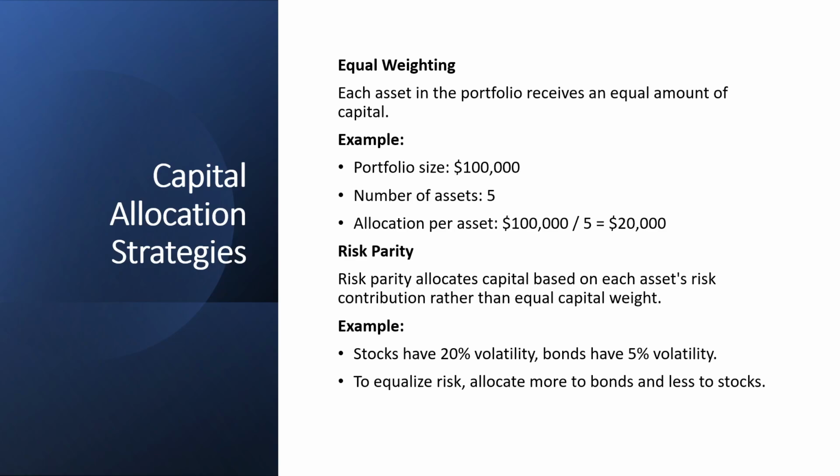When constructing a portfolio, capital allocation plays a key role in managing risk and optimizing returns. Equal weighting is a simple approach where each asset receives the same amount of capital, as seen in the example where a $100,000 portfolio is split evenly among 5 assets, allocating $20,000 per asset. On the other hand, risk parity adjusts allocations based on each asset's risk contribution instead of equal capital weight. For instance, if stocks have 20% volatility and bonds have 5% volatility, more capital should be allocated to bonds to balance overall portfolio risk.